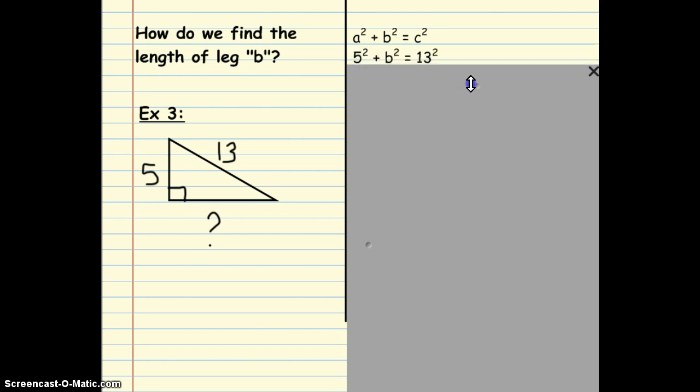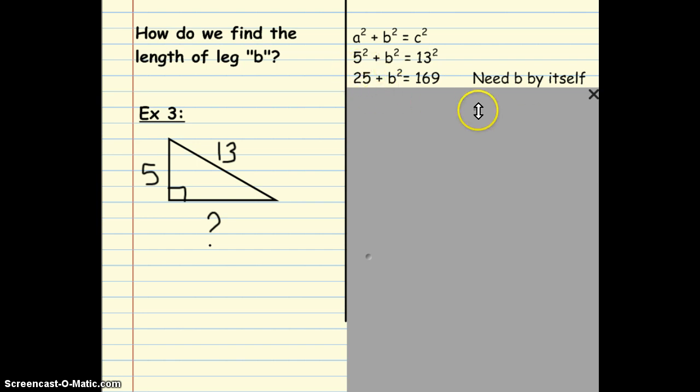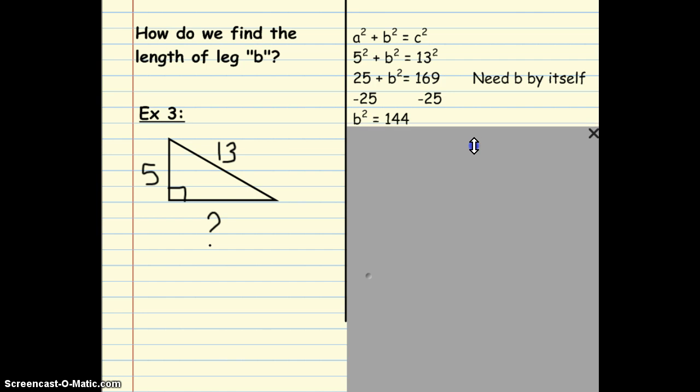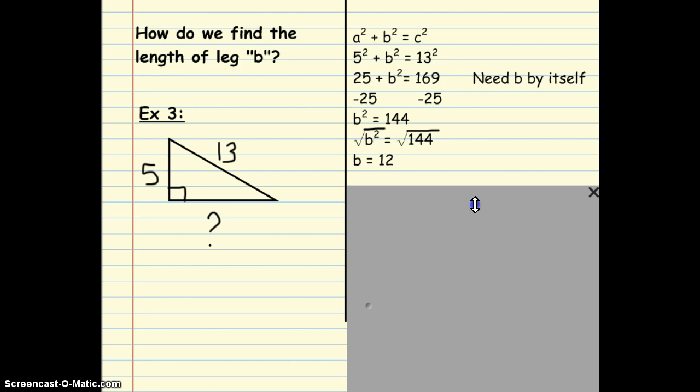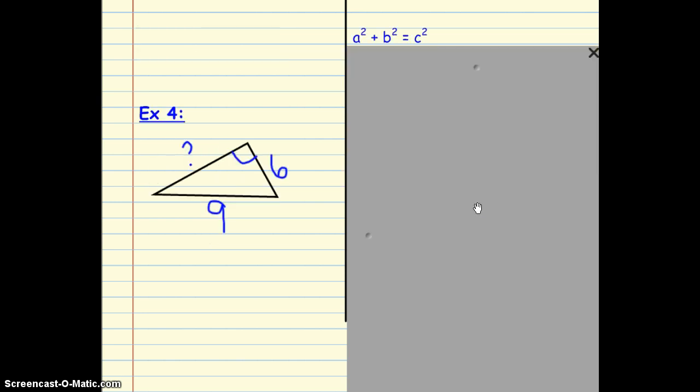So 5 squared plus B squared equals 13 squared. Square your numbers. 5 squared is 25, 13 squared, 169. Now we need to get the B by itself, so we got to get rid of this 25. So subtract 25 from both sides. B squared equals 144. Square root of both sides. You got it. B equals 12. Alright, one more final example. Go ahead and try this one on your own before I set it up.